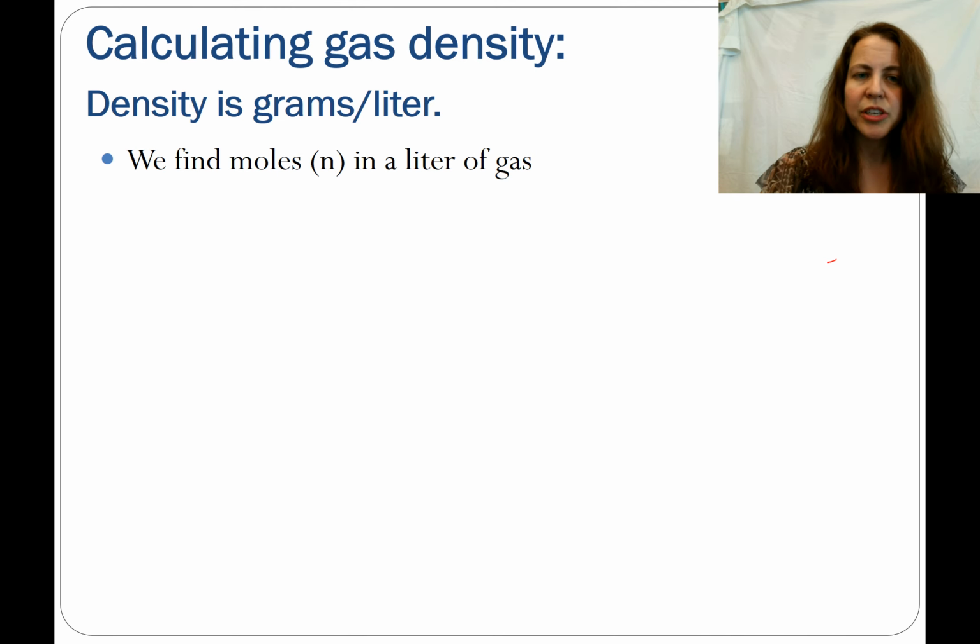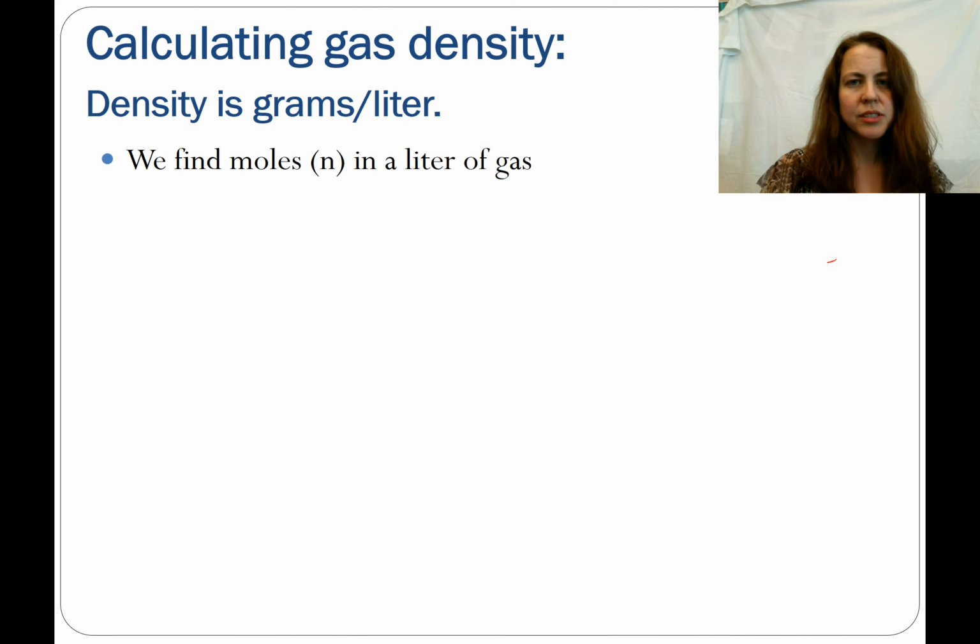And in this case, we're going to use grams per liter. Most substances, we report density in grams per milliliter or cubic centimeter. Since gases are not so dense, we're going to report them in grams per liter. One method to do this is first we're going to find the moles in a liter of gas. We're going to convert that to grams, and now we have grams per liter.